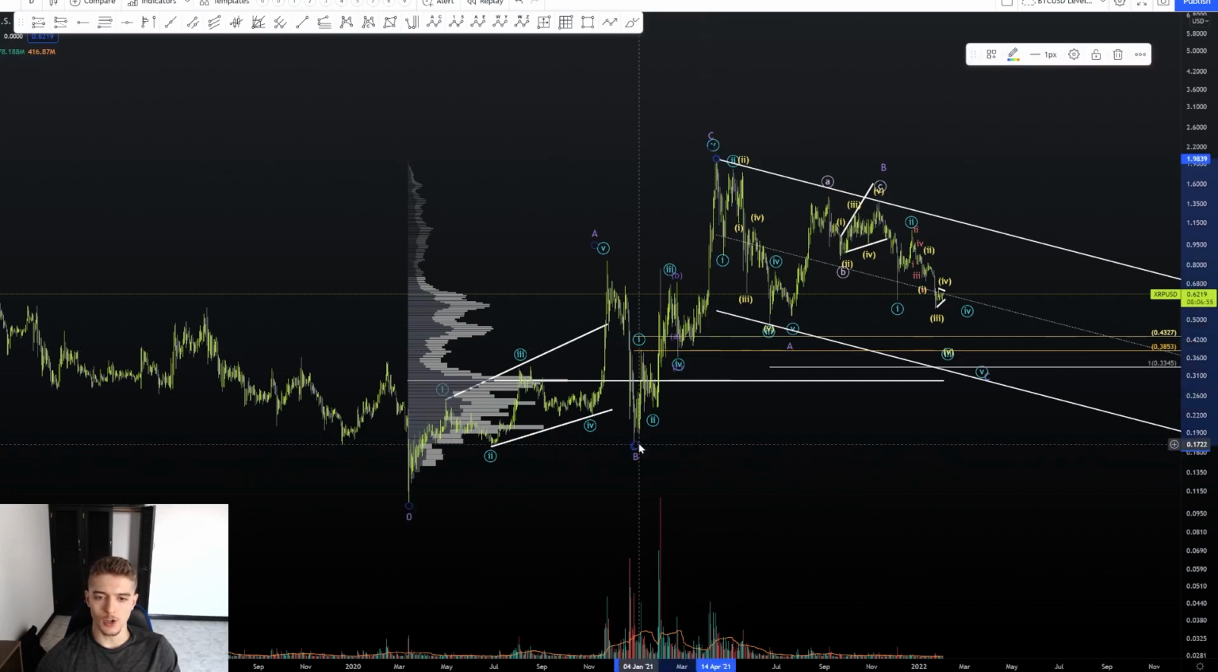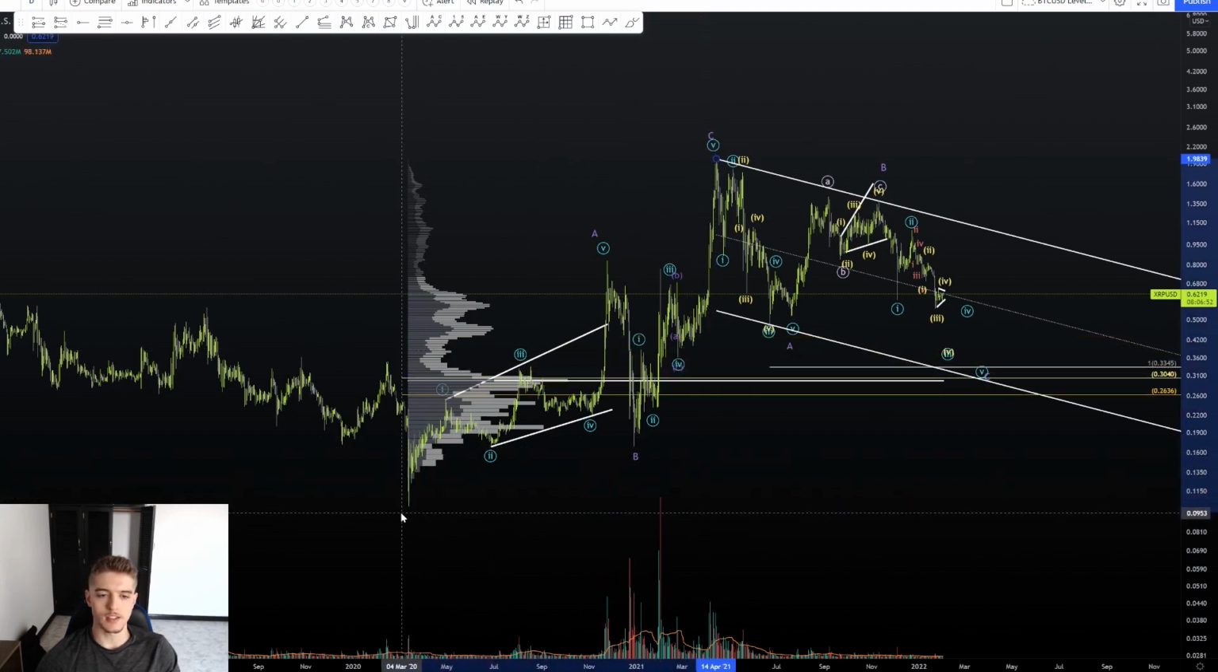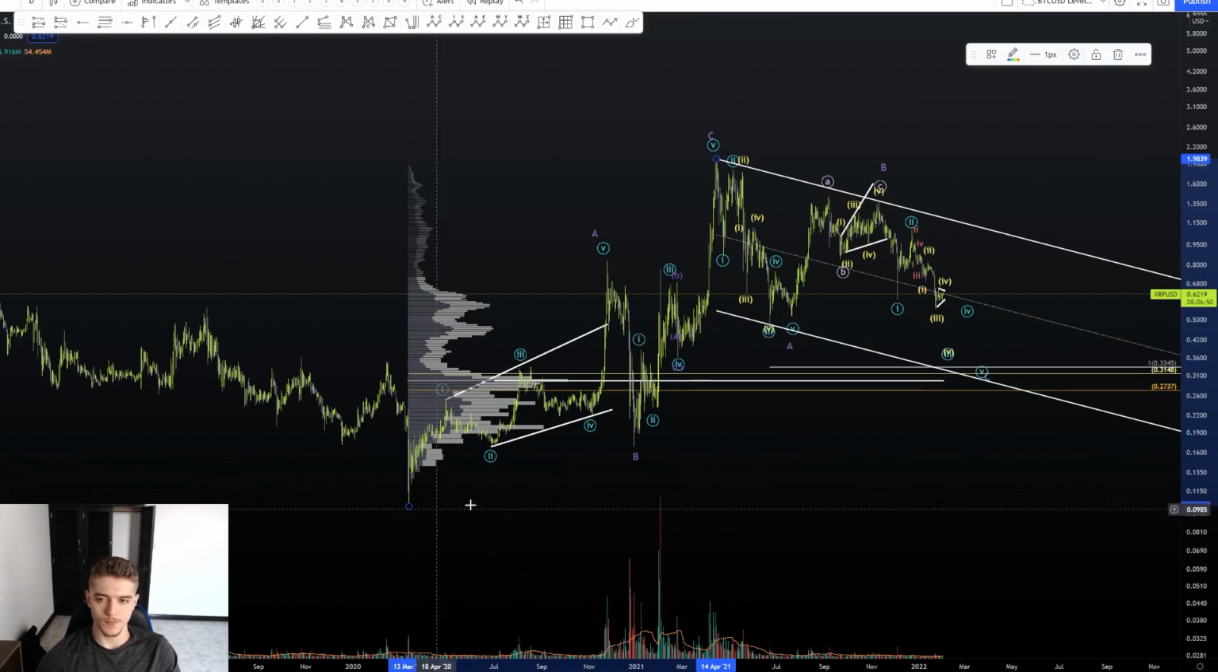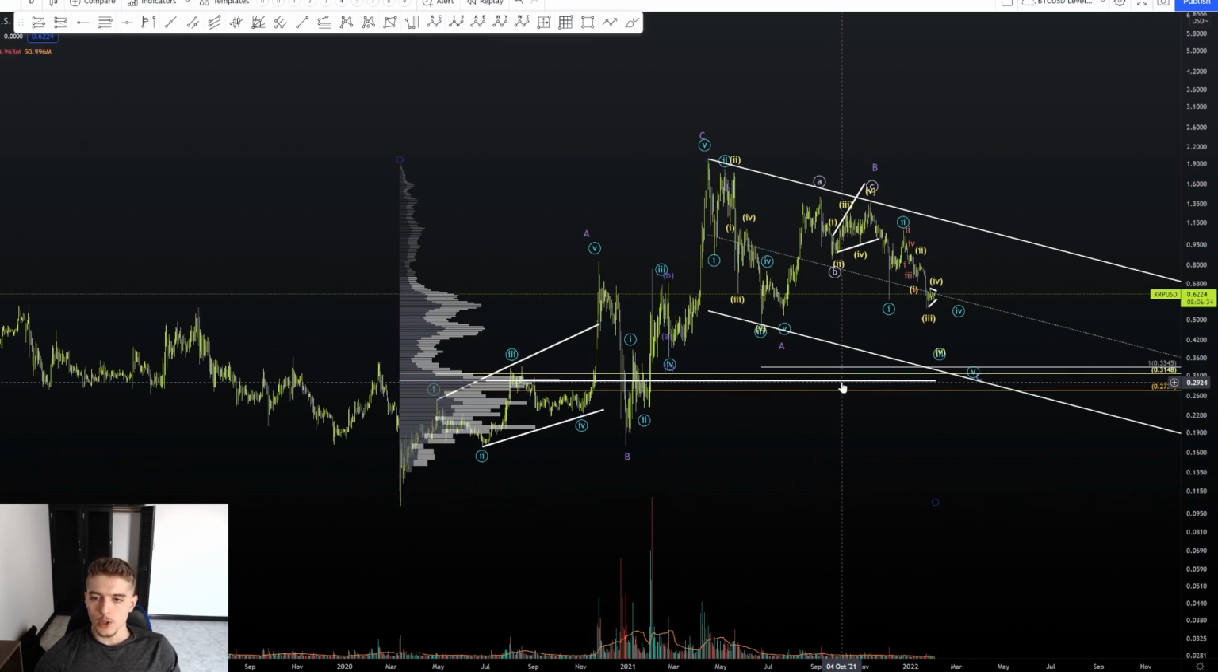Now we can pull it as so, or we could actually pull it all the way down to this low right here, which would align with this point of control down here, taken from this. This would be a fixed range volume profile taken from this low, put in March of 2020 to current price action. So that would be a very strong level to be looking out for if we make our way down here to about 31.5 cents to about 27 cents.